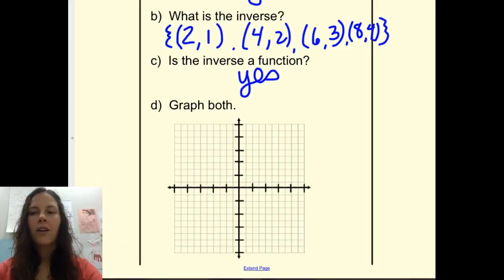And now we'll plot the points for both the original function as well as the inverse. The original function I'll plot in purple. So we had the ordered pairs (1, 2), (2, 4), (3, 6), and (4, 8). The inverse I'll plot in blue. We had (2, 1), (4, 2), (6, 3), and (8, 4). What I want you to notice graphically about a function and its inverse is that they are reflected across the line y equals x.